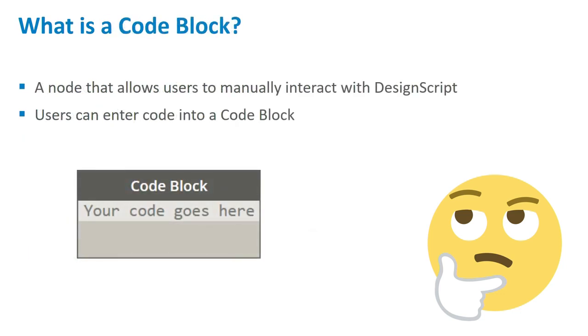All right, so you've heard me mention a code block already. So what is a code block? Essentially, a code block is a node that allows you to manually enter Dynamo language or code or design script, and so you're manually interacting with design script. So it's very versatile, very flexible, and so we're going to focus a lot on those today.